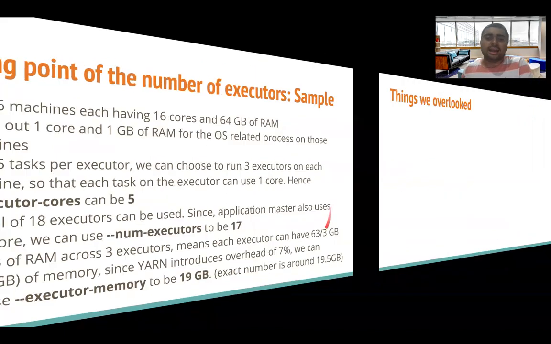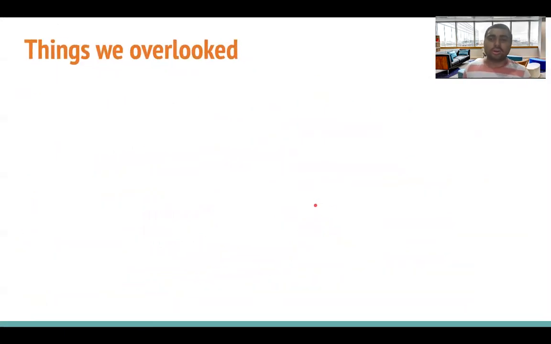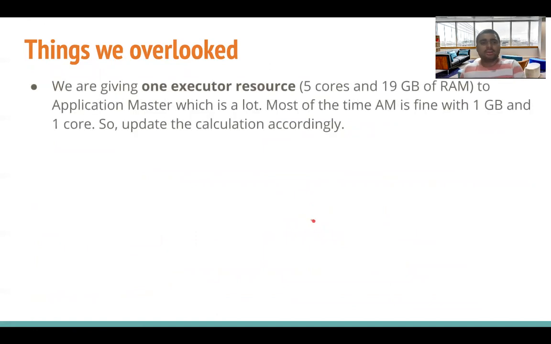Let's get ahead and talk about things which we have overlooked and some other points. In this discussion so far, we have given one complete executor resource, like 5 executor cores and 19 GB of RAM, to the application master. In many situations, for the application master, one CPU core and 1 GB of RAM is enough. So your calculation has to change accordingly. Don't estimate an extremely huge amount of resource for the application master.